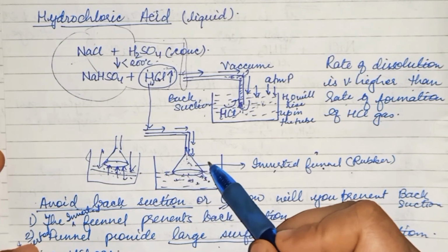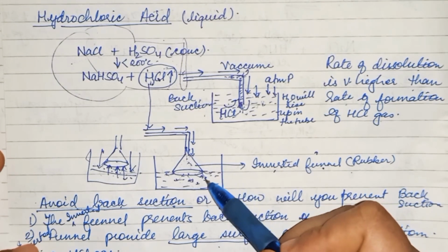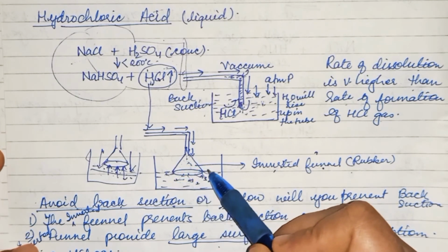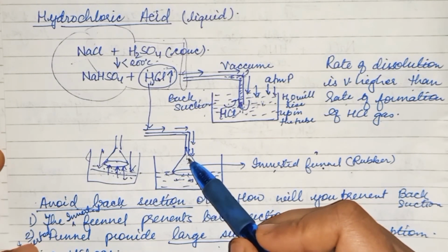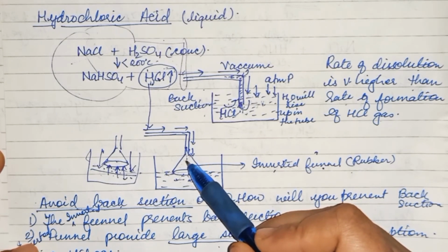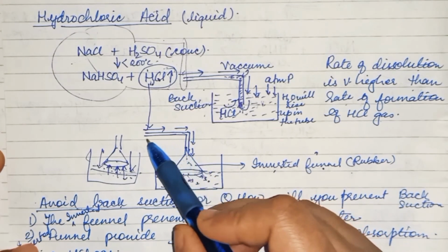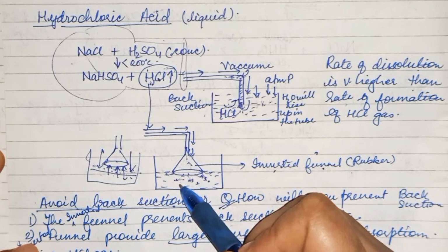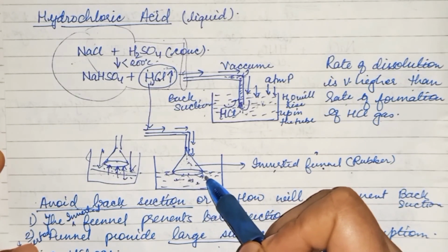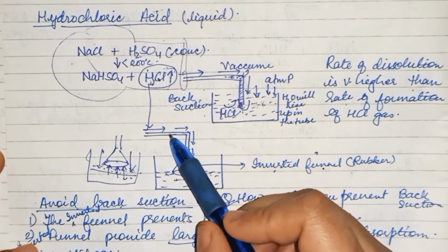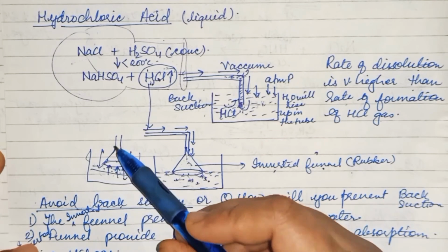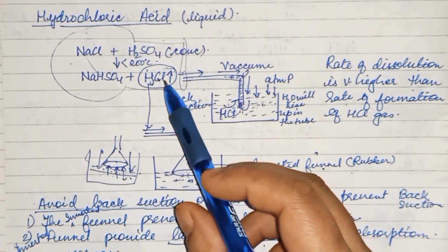So this is called prevention of back suction. How does it get prevented? It is prevented by adding this inverted funnel. This inverted funnel is made up of rubber. This will give a large surface area. So here, with the rate of formation, some gas will come here and collect here, then dissolution will happen, and when it is getting dissolved, some more gas will form, and at that moment this funnel will rise up and down unless the reaction is complete.